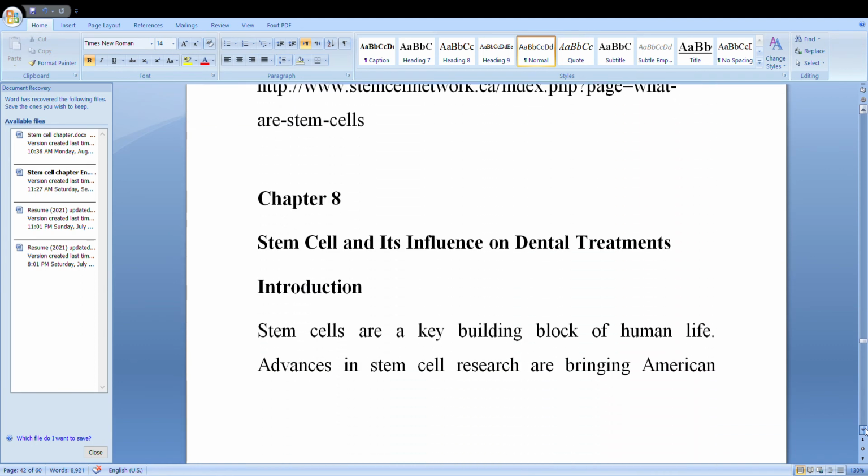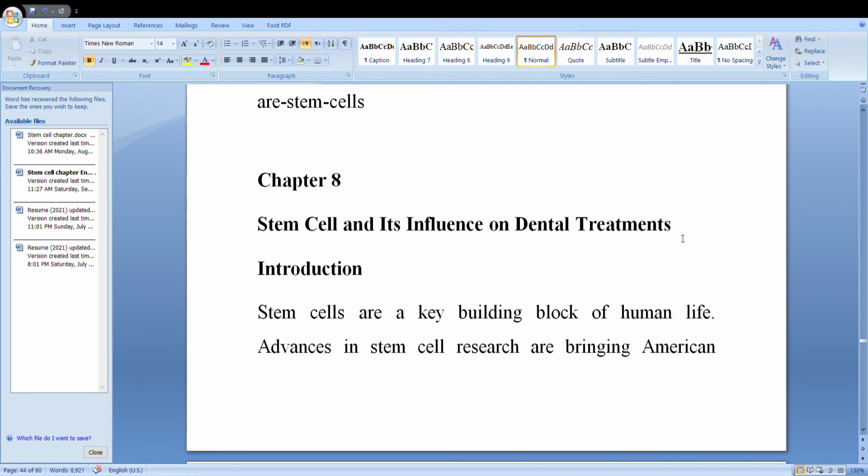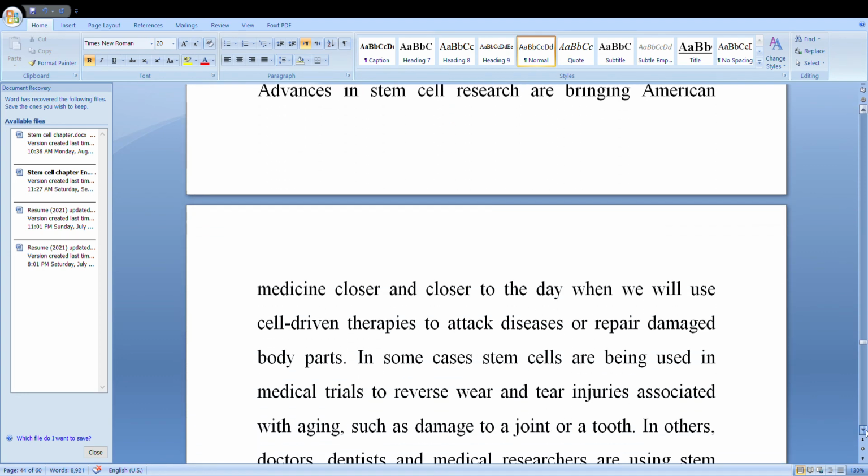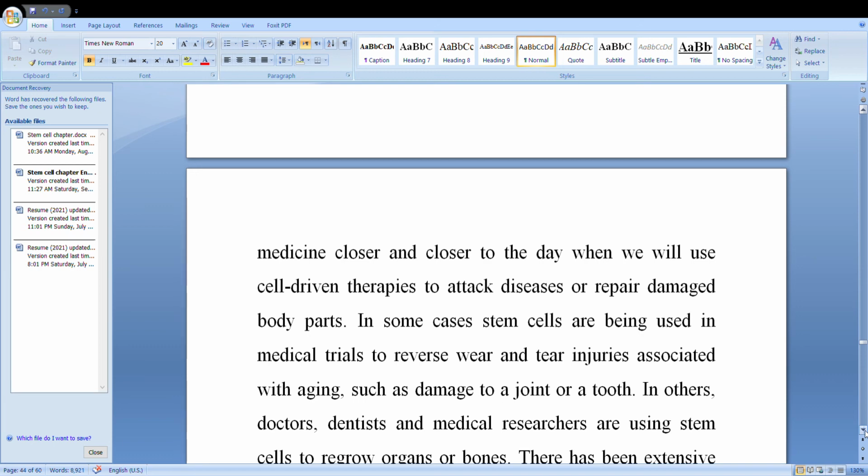Chapter 8: stem cells and influence on dental treatments. This is also a good topic. In dental treatments also there are stem cells and their influence. Stem cells are the key building blocks of human life. Advances in stem cell research are bringing medicine closer and closer to the day when scientists will use cell-driven therapies to attack diseases or repair damaged body parts.